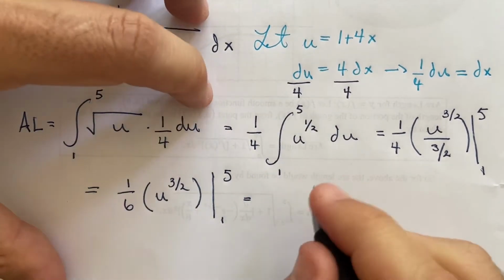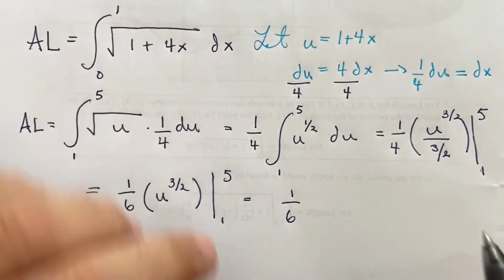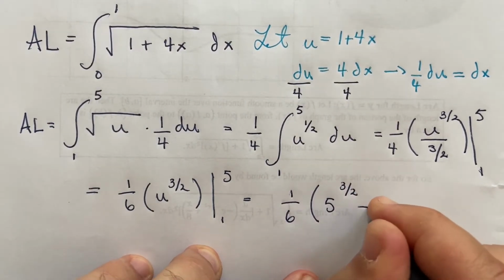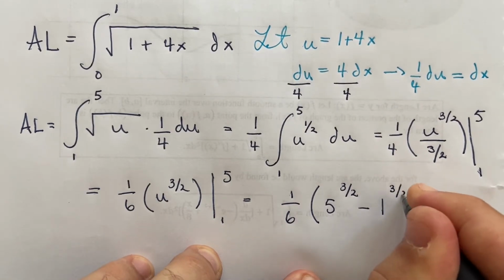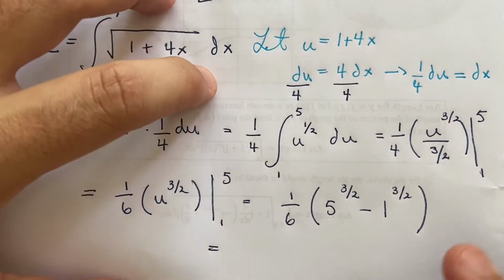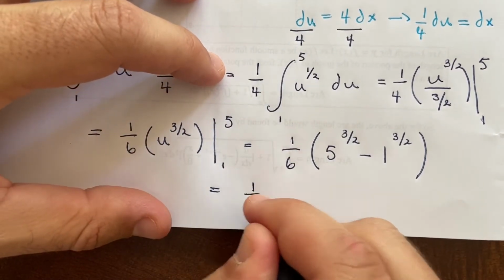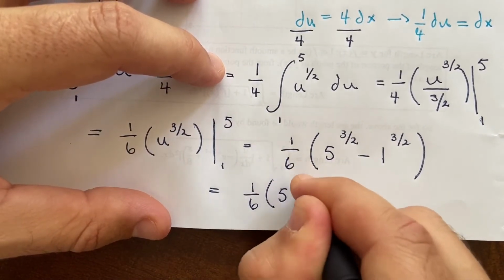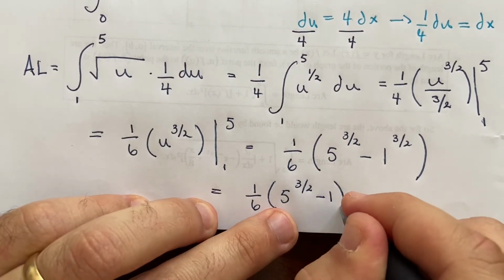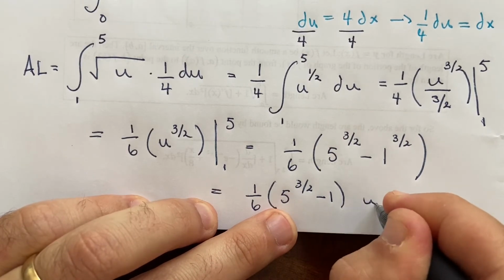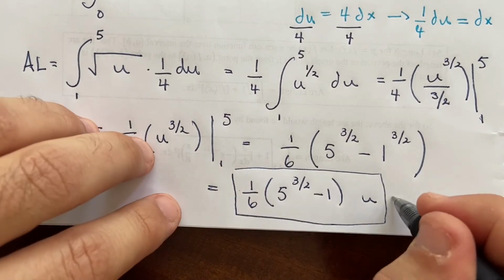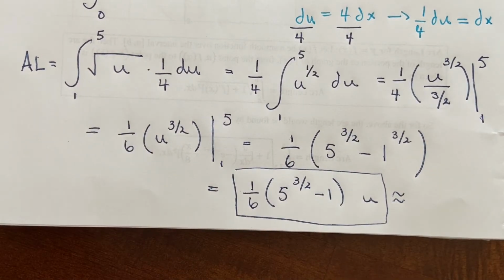Okay, let's plug this in. So 1/6, we have 5 to the 3/2 minus 1 to the 3/2. Right, so we get 1/6 times 5 to the 3/2 minus 1. This would be the exact arc length, so it's just a linear unit. It did ask us to round, so I'll just round this.